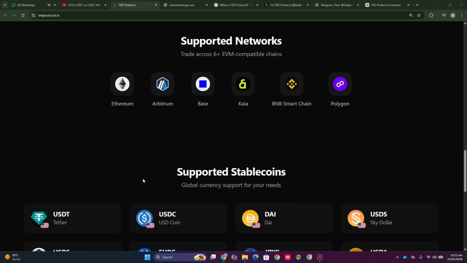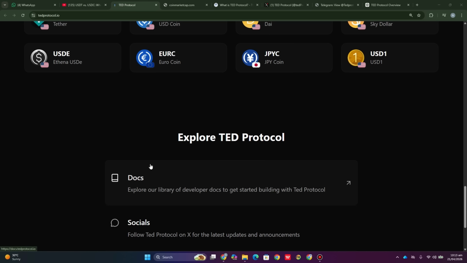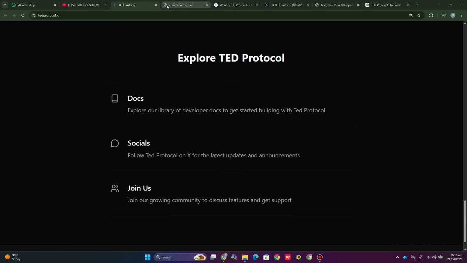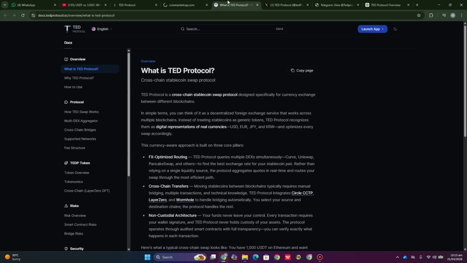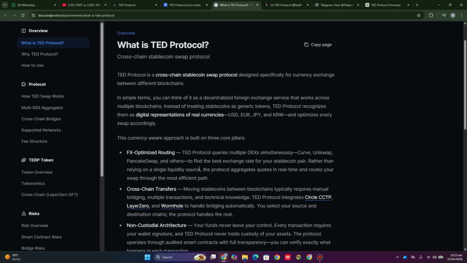And here is the multi-supported network. You can get supported stablecoins. Here I have shown you these, and it compares prices in real time. It means normally moving funds between chains is complicated, but TED protocol integrates technology. What is the technology? You can easily come here to check out TED protocol, where you can also find the routing.